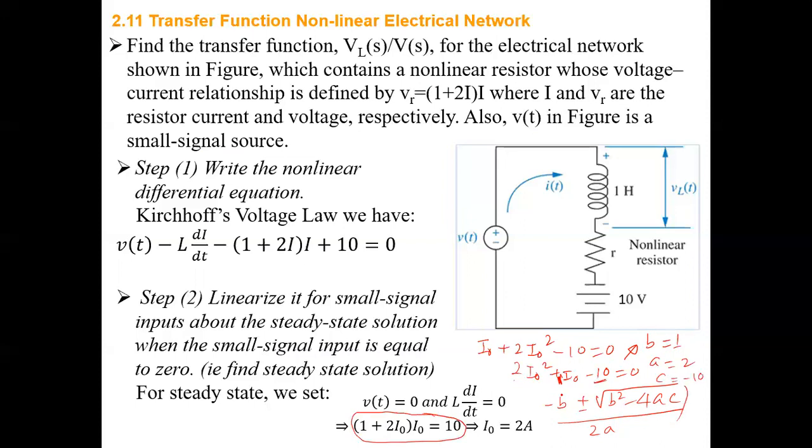If you plug in here, you get two values of I0. One is positive, and the other one is negative. But negative would mean your I is going this way. You are not convinced, right? Your I does not go from negative to positive. This is your negative, this is your positive. Negative meaning this current is going this way, so you toss that value. Then just take the positive value, which happens to be 2 amp.